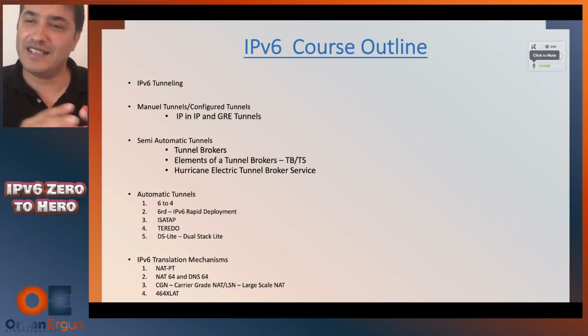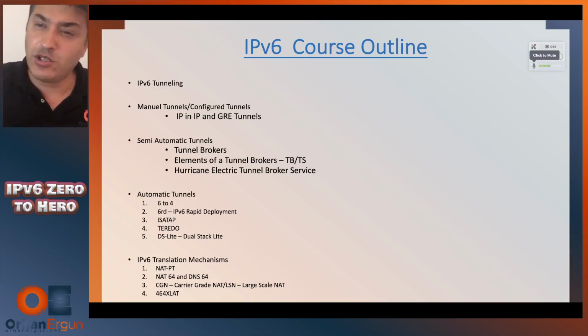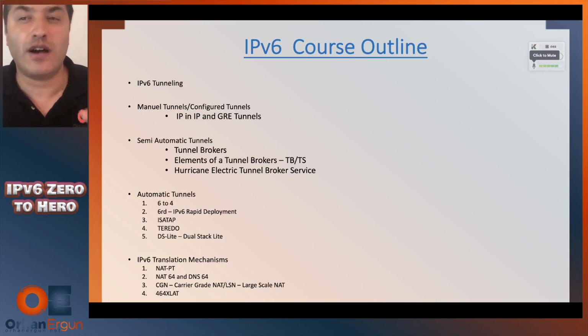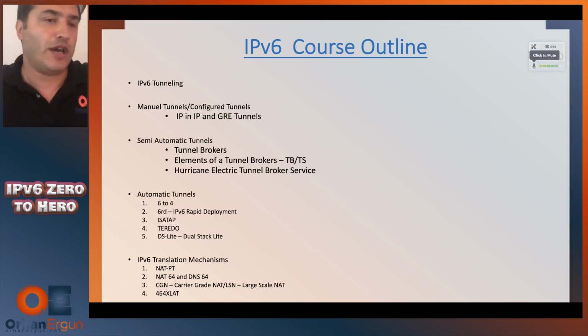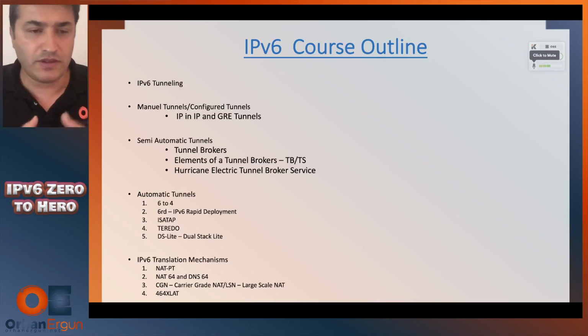So we will understand at the end in which case, in which phase of our network, which one should be used. If our network is completely IPv4 today, and let's say an IPv6 user wants to reach the IPv6 internet, or an IPv6 user wants to reach an IPv6 data center, what are the technologies, or totally different scenarios. We will discuss those, okay?